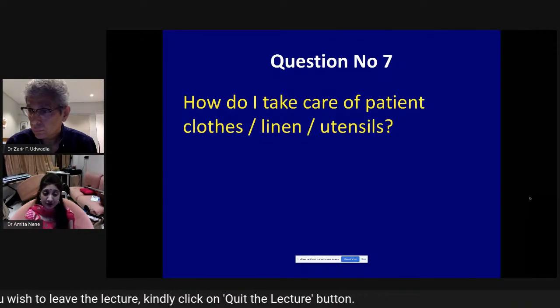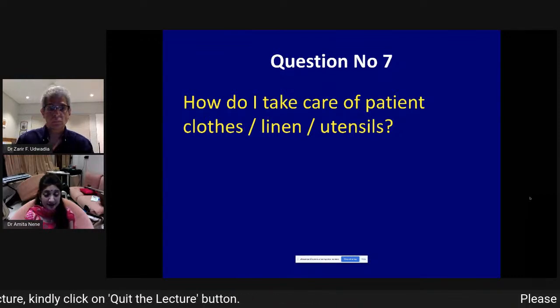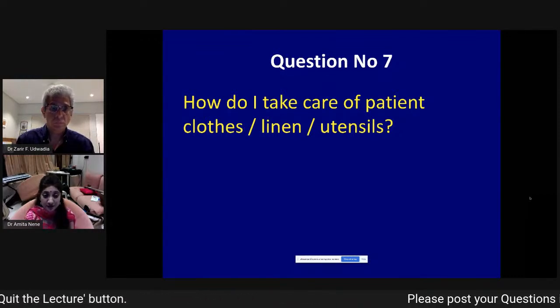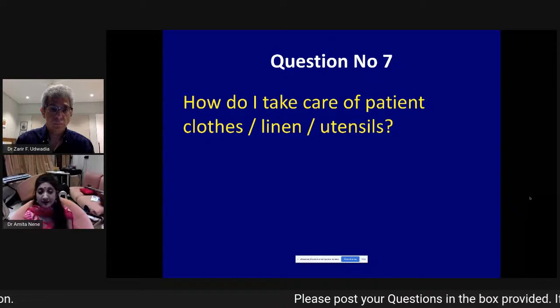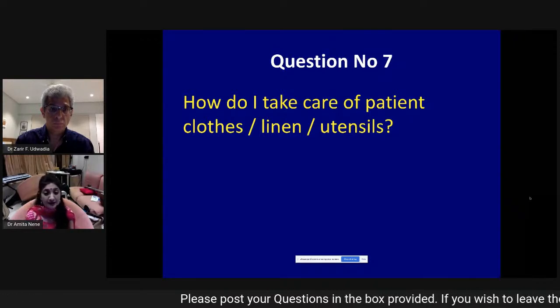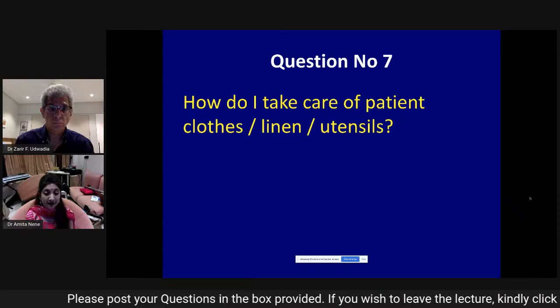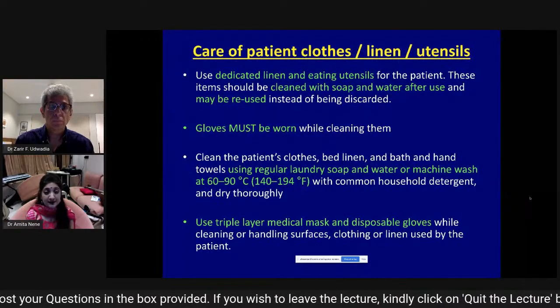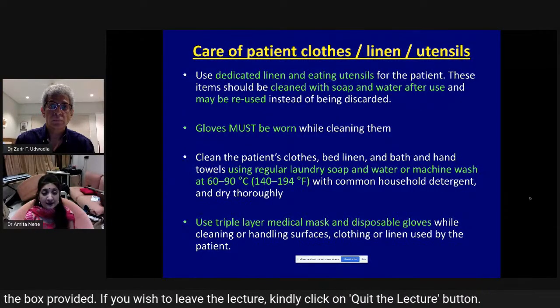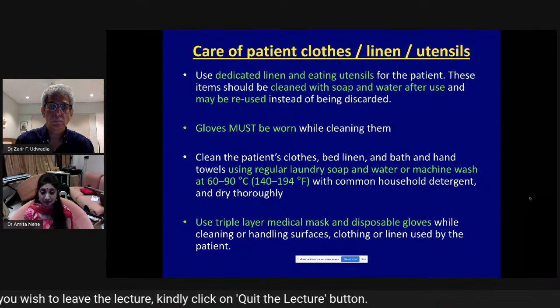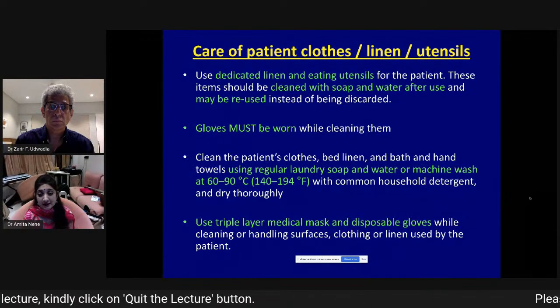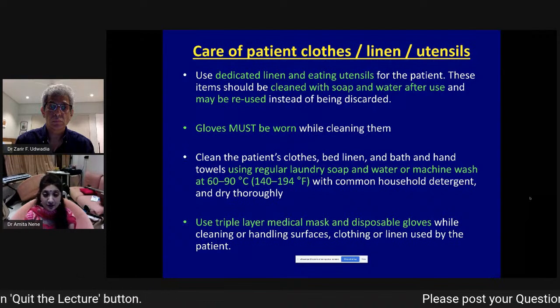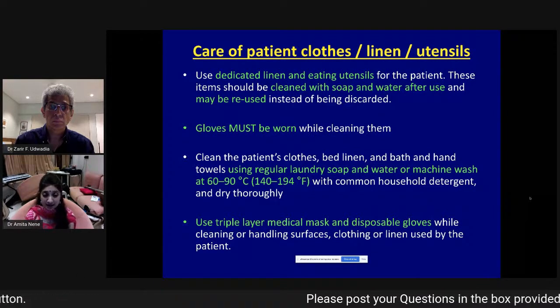A very important question that is always asked by relatives, and is very important to them, which we don't end up covering in our instructions, is how do I take care of patient clothes, linen, and utensils? So basically, we have to say that we have to use dedicated linen and eating utensils for the patient. Either the patient can clean these with soap and water after use, and it can be reused again.